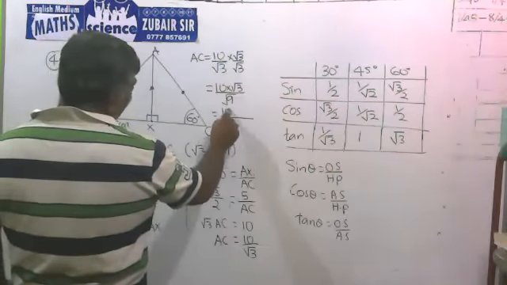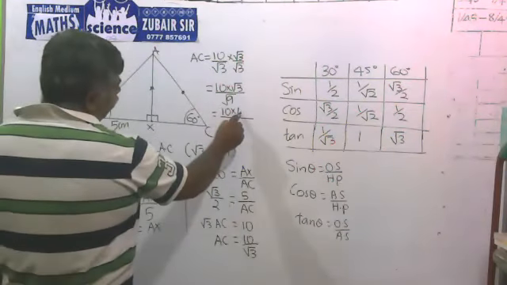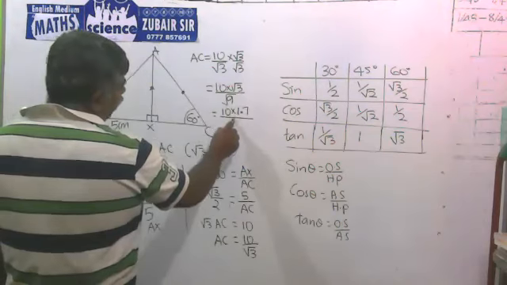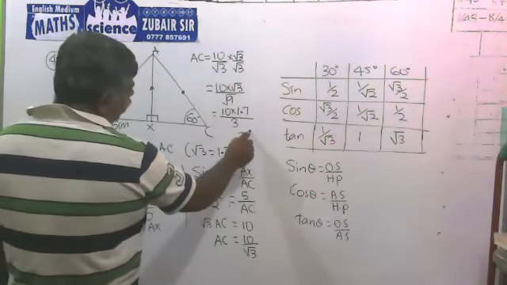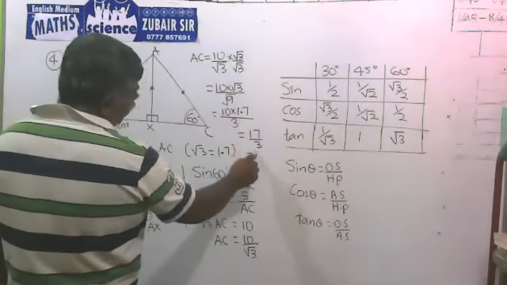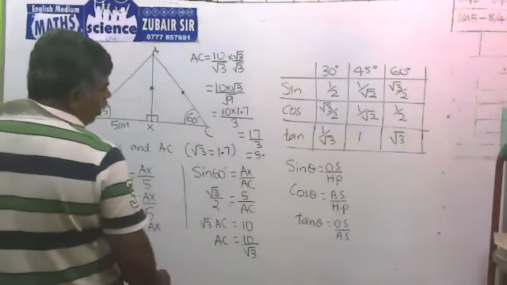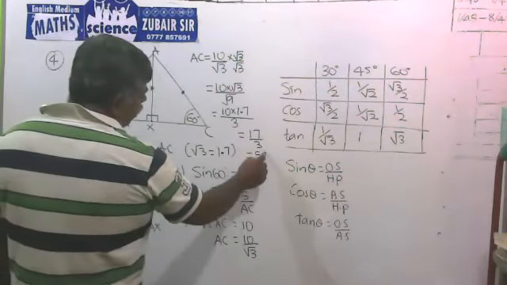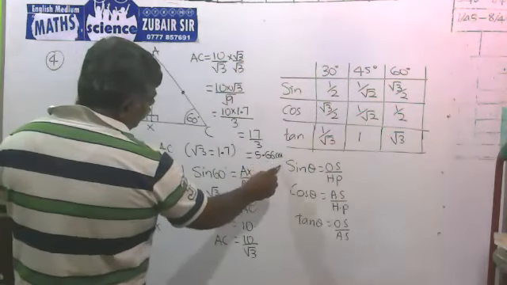Then they have given the values for the root 3. Then 10 into root 3 is 1.7, root 9 is 3. So 10 into 1.7, 17 over 3. So when you divide the 17 by 3, 5 times 3, 15, 2 balance, so 5.6 you are getting.